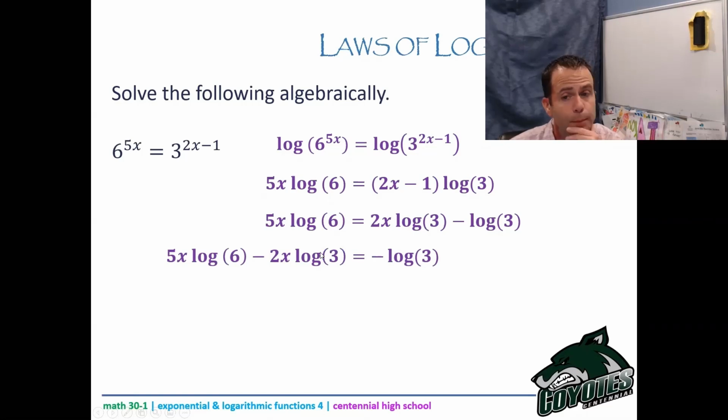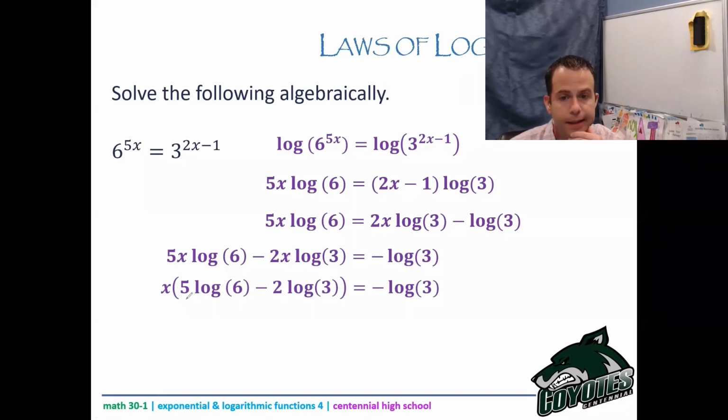Now, I can't put these together, but I can see that both of them involve x, so I can just factor that x out. If I factor the x out, I'm left with 5 log 6 minus 2 log 3, and then that'll equal negative log 3.